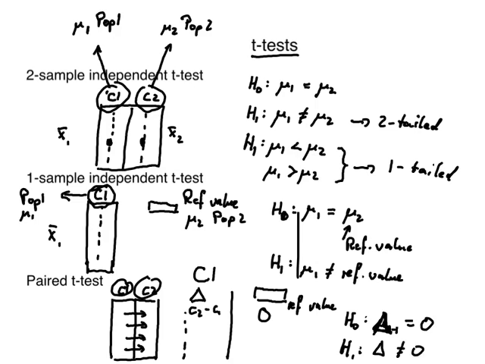So in a way it combines the two-sample and one-sample independent tests. In the one-sample independent test we had a reference value which could be anything, whereas in the paired test the reference value is 0, and our sample actually is the difference between the two categories.